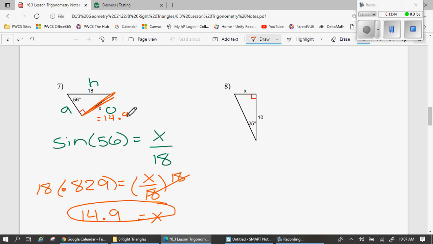And if we really wanted to, we could find the other side. We can use the Pythagorean theorem to find the other side, or we can use A over H, cosine. But there are multiple ways then to find the third side if we wanted to. But for now, this is the one we wanted to find.